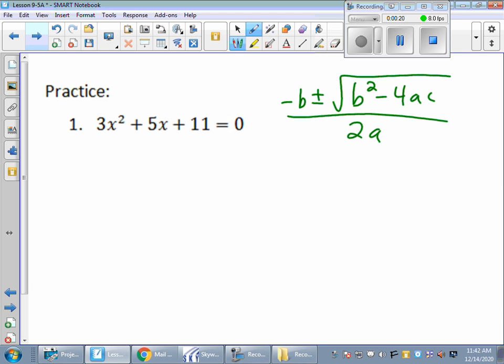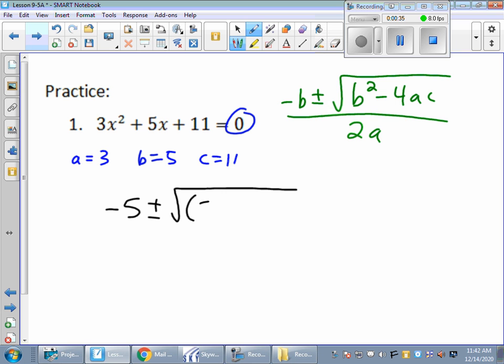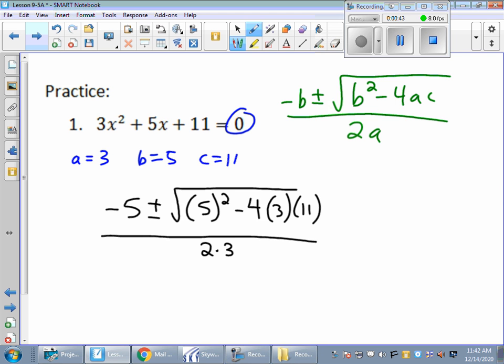So again, what do we have here? So our a is 3, b is 5, c is 11. We have an equals here, so that's good. So let's plug in what we have, negative b, so negative 5 plus and minus square root of b squared, so that's 5 squared minus 4 times 3 times 11 all over 2 times 3.